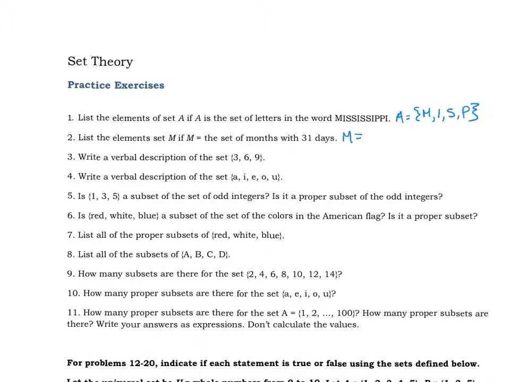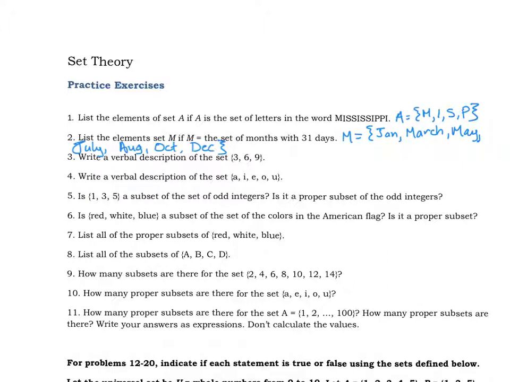So the remaining months then would be January, February, not February, but March, May, July, August, October, and December.